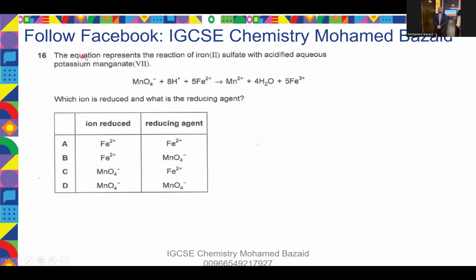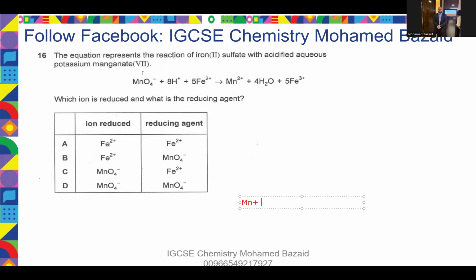Question 16. The equation represents the reaction of iron(II) sulfate with acidified aqueous potassium manganate. Which ion is reduced? And what is the reducing agent? If you check here in manganate, find the oxidation number of Mn in MnO4. Because this is a transition element, it has a variable oxidation state. I don't know which oxidation state it is here. So Mn plus O4.